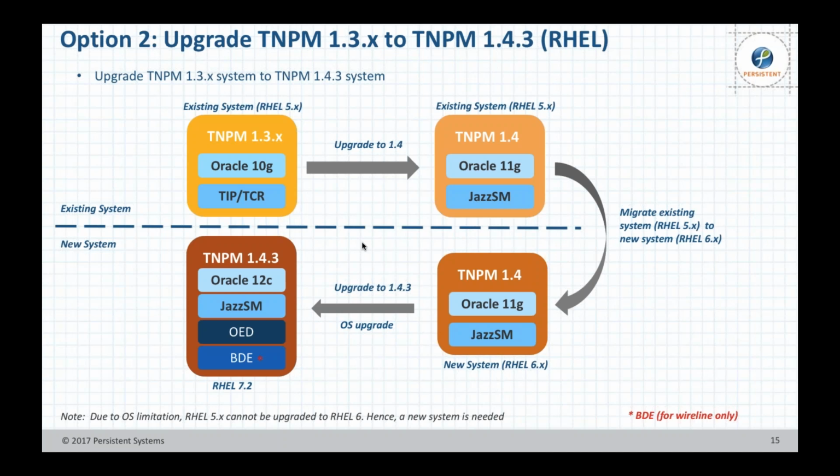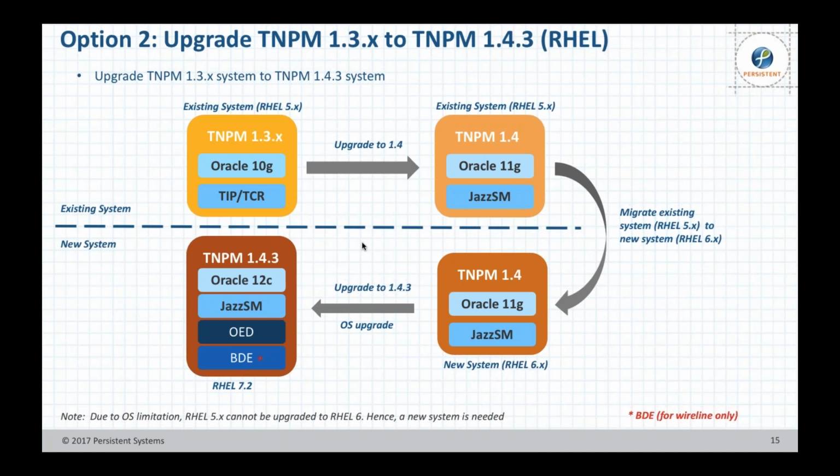What this means is that from TNPM 1.3x, you can upgrade to 1.4, and that's on Red Hat 5.x, 5.9 if I'm not mistaken, but yeah, on Red Hat 5. TNPM 1.4 supports both Red Hat 5 and Red Hat 6. But because you can't upgrade Red Hat 5 to Red Hat 6, what you need to do in option 2 that you're seeing here is have a new system, a new VM or a new host that is on Red Hat 6.x and has all the prerequisite packages that need to be installed for TNPM.